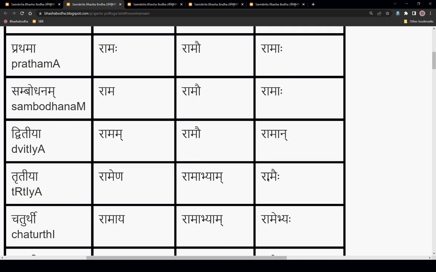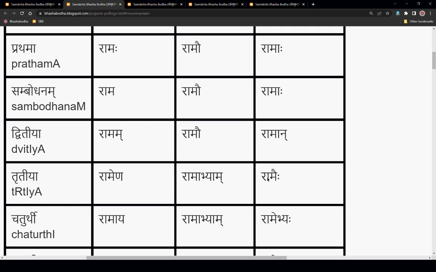So when there are 2 things involved, we can use the Dvivachanam. The Kriyapadam, because you are doing it, remains Ekavachanam. Aham Netrabhyam Pashyami. Not Netram, Netra is a Napumsakalinga word. Netram. But in the Tritiya, it's okay. In Tritiya, we were looking at the Pullinga word table, right? But in Tritiya onwards, Pullinga and Napumsakalinga forms remain same. Only Prathama, Sambodhanam and Dvitiya differ.